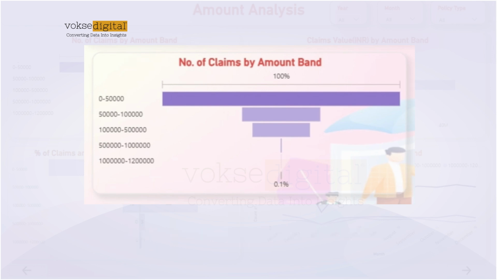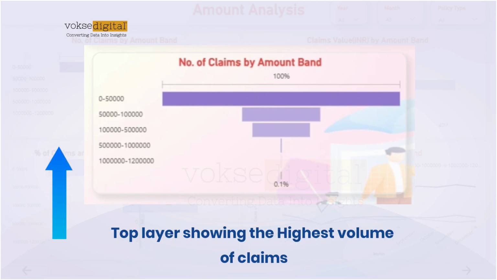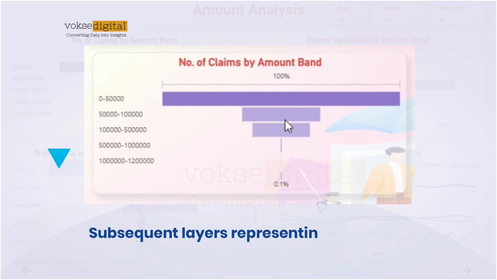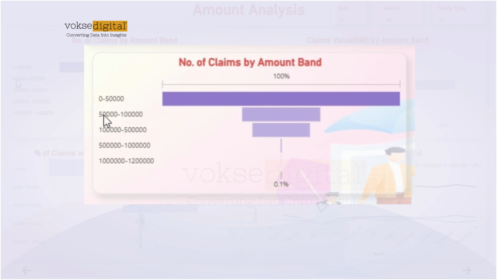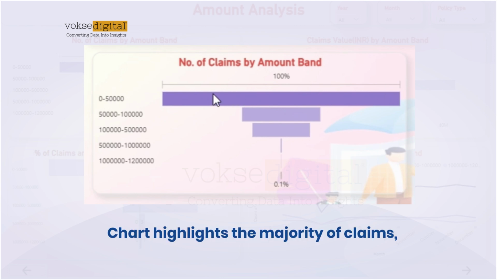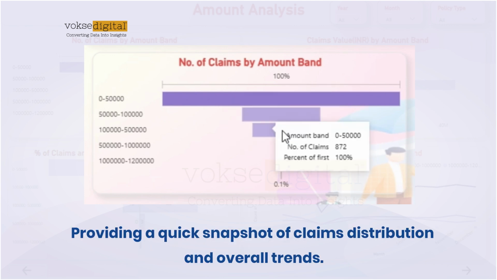For example, in this funnel chart, we get a clear view of the number of claims across various claim value bands. Each layer represents a specific range of claim values, with the top layer showing the highest volume of claims and subsequent layers representing decreasing numbers. For instance, in the 0 to 50,000 Indian rupees band, the chart highlights the majority of claims, providing a quick snapshot of claims distribution and overall trends.